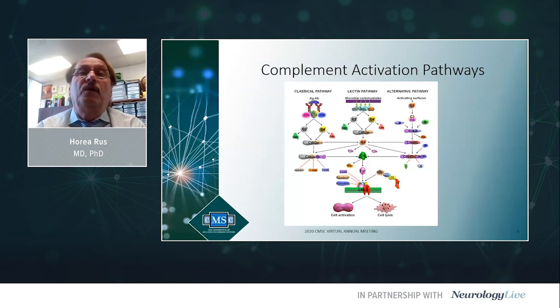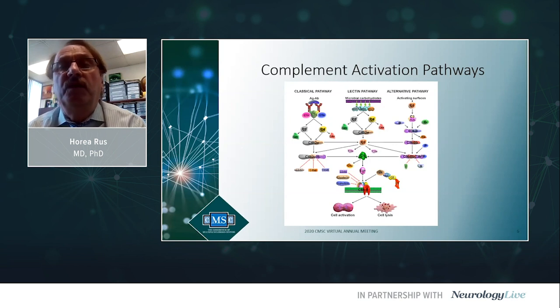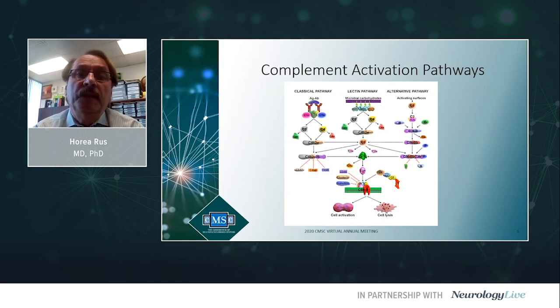We'll start by discussing briefly the complement activation pathways. This cascade type of system has 3 activation pathways: the classical pathway, the lectin pathway, and the alternative pathway. All these activation pathways lead to the formation of C3 convertase, activation of complement C3, which leads further down to activation of complement C5.